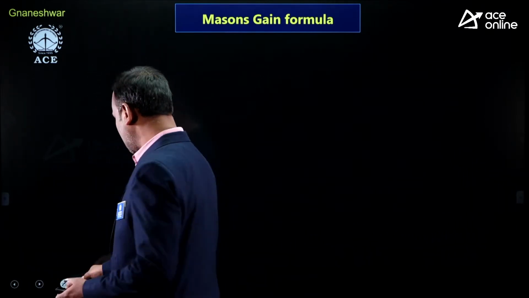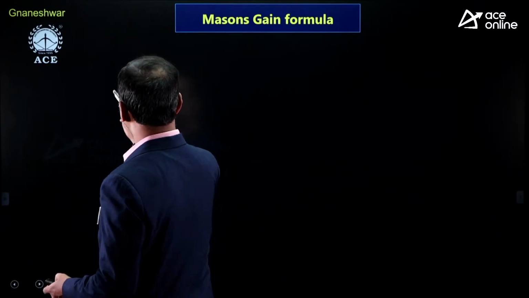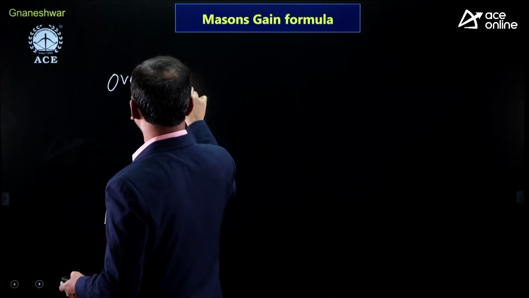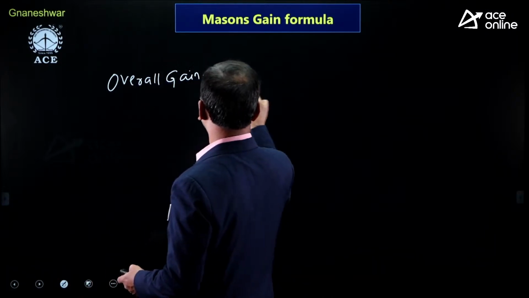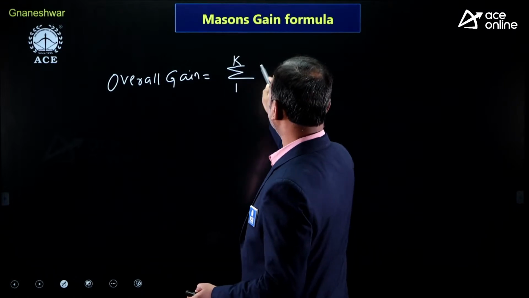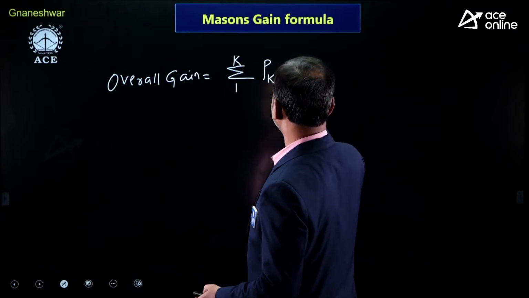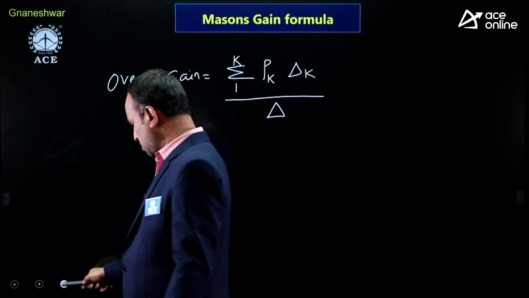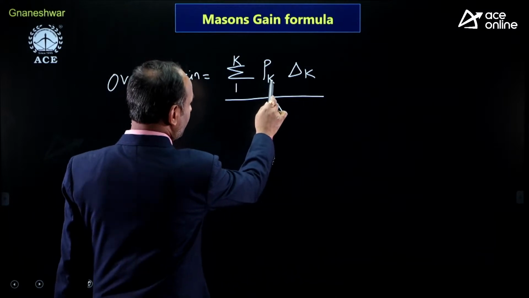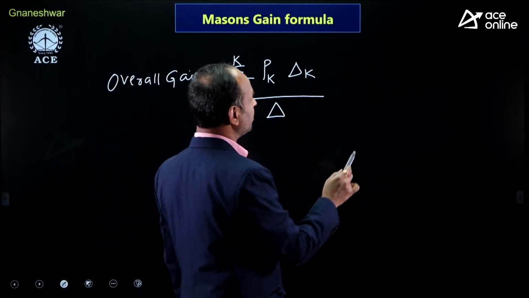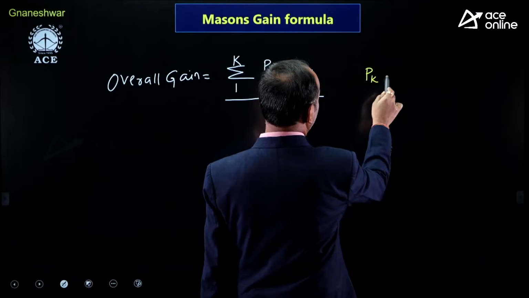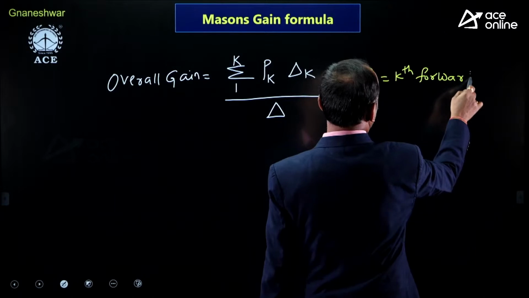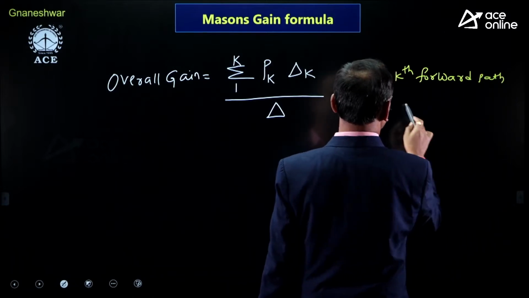Yes, you have to learn Mason's gain formula here. What is Mason's gain? The overall gain is given by the formula, important concepts I am providing: sigma from 1 to k, P suffix k delta suffix k, upon delta. This is Mason's gain formula. So what is k? k is the number of forward paths. P suffix k is nothing but the kth forward path gain.